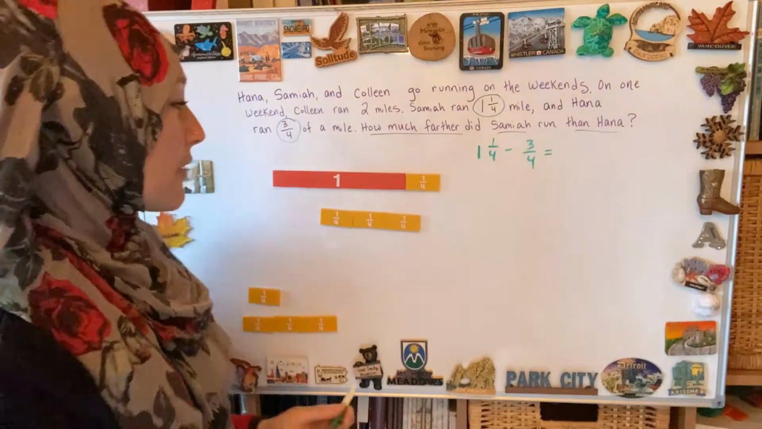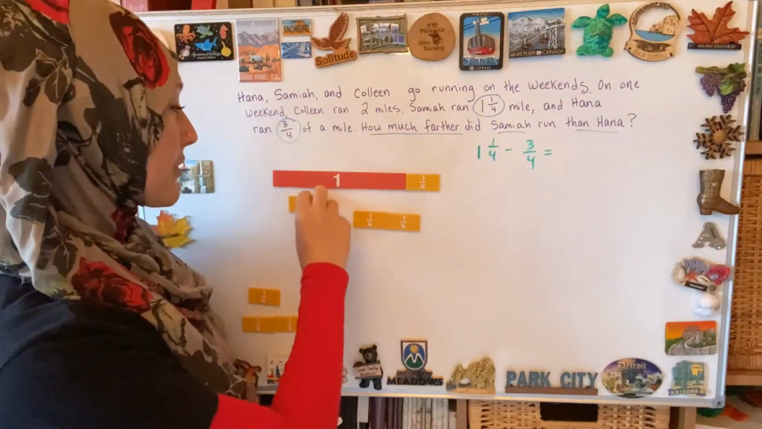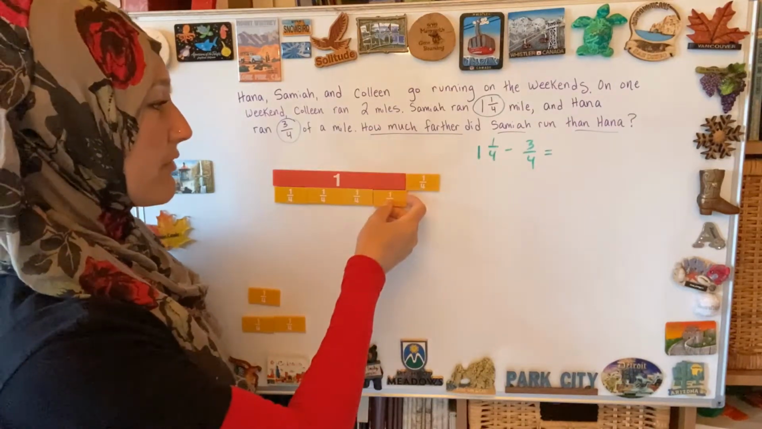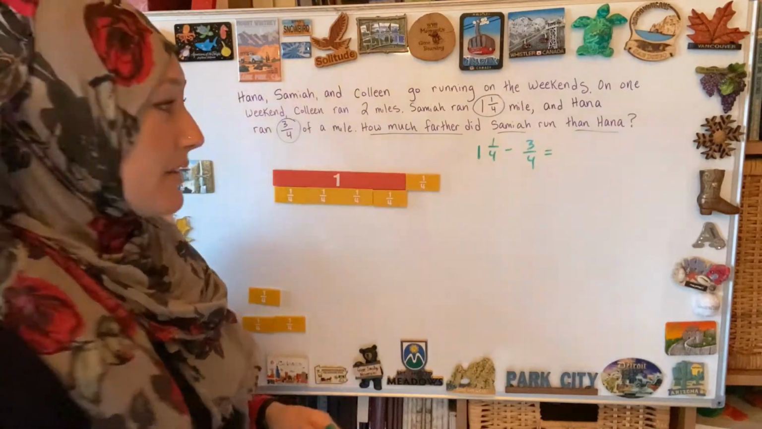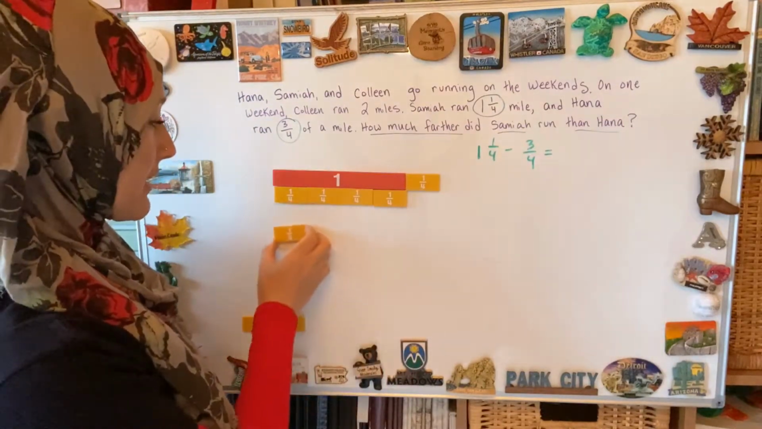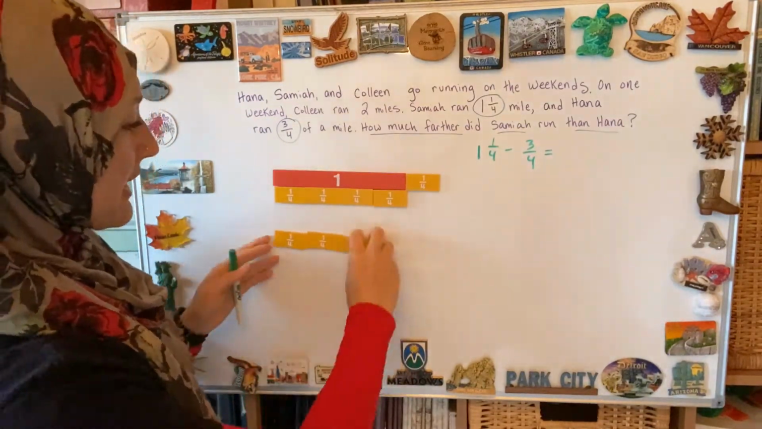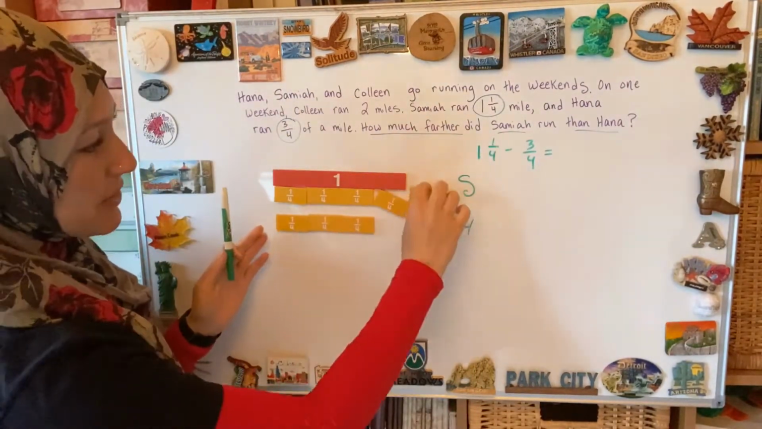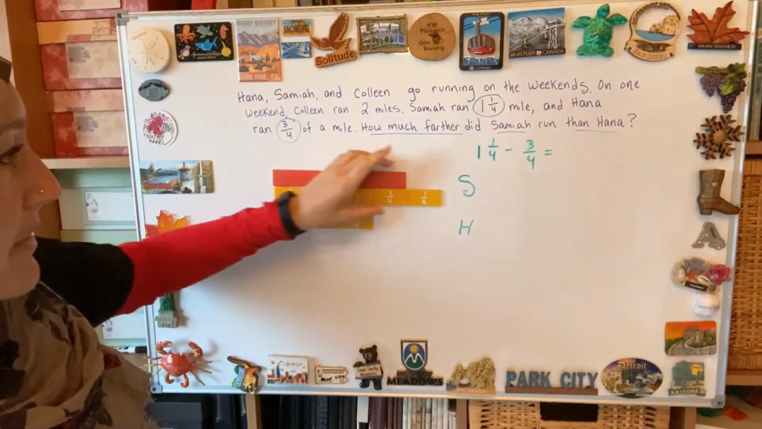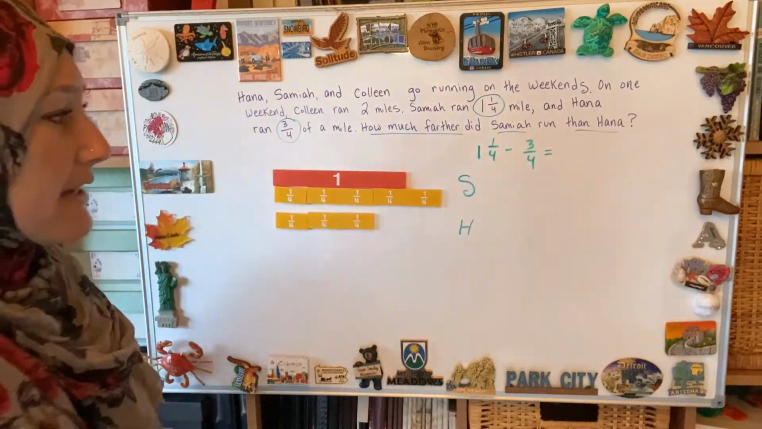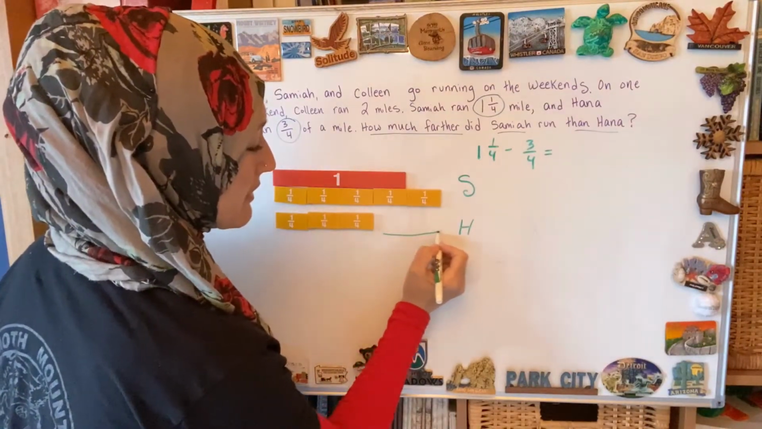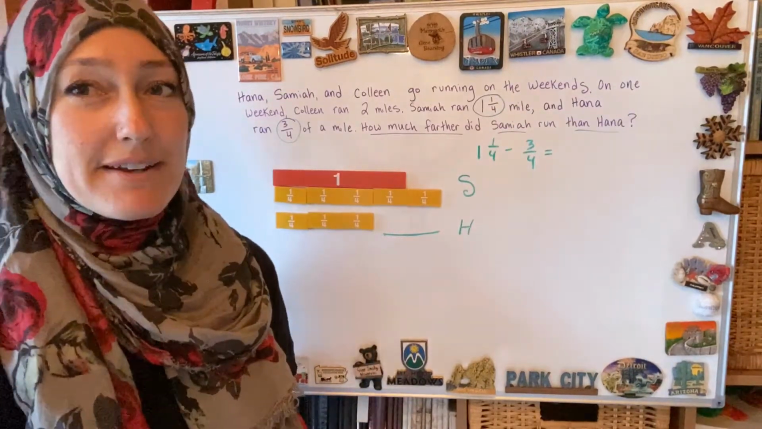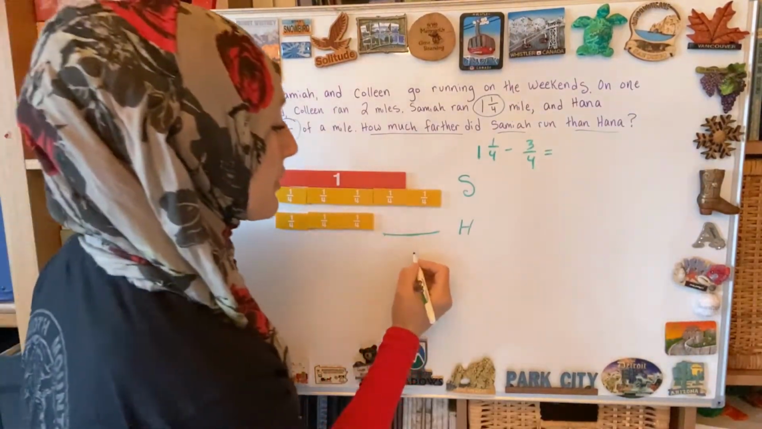How do I model that? Well, I know that I can rearrange this 1/4. I can rename it as 4/4. Then what I can do is then I can take away my 3/4. So this is how much Samia has, and this is how much Hannah has. What is the difference right here? That's how much farther Samia ran. How much farther is that? It's 2/4.